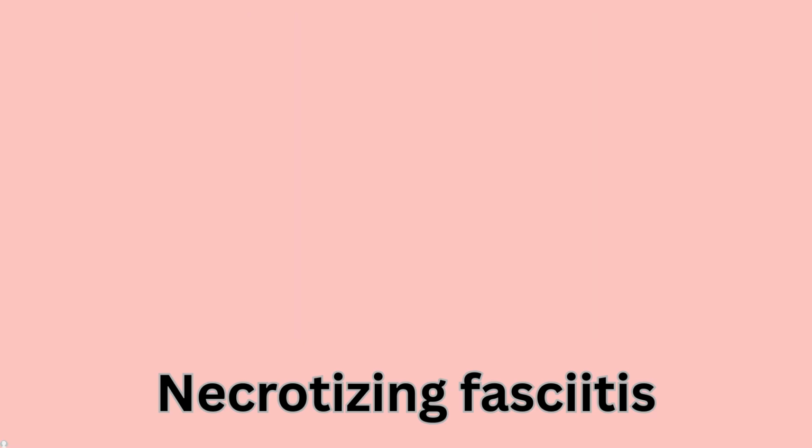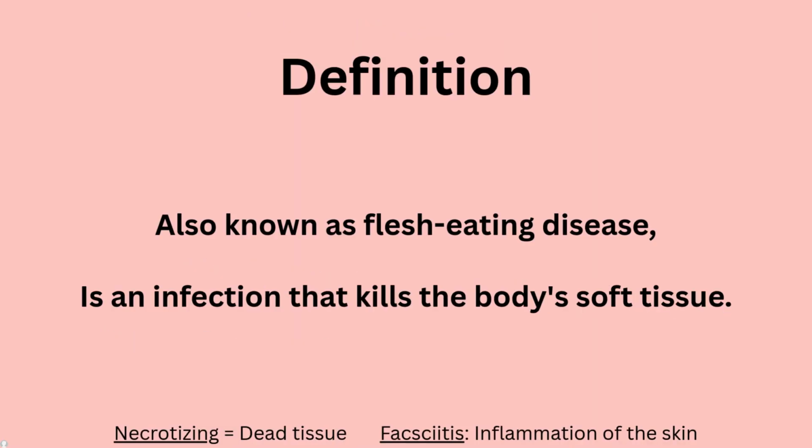So let's start now. As usual, let's start with the definition. Necrotizing fasciitis is also known as a flesh-eating disease. It is an infection that kills the body's soft tissue. In order to remember, necrotizing means dead tissue, and fasciitis, the last four letters ITIS, refers to inflammation. So it is inflammation of the skin, and this inflammation, left untreated, results in dead tissue.